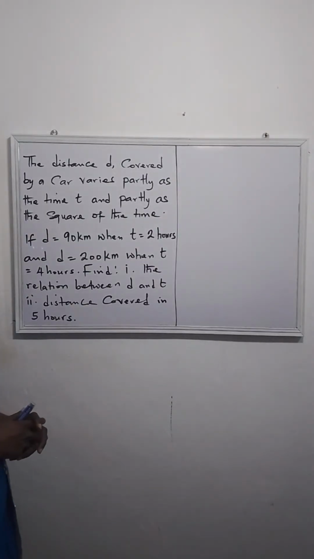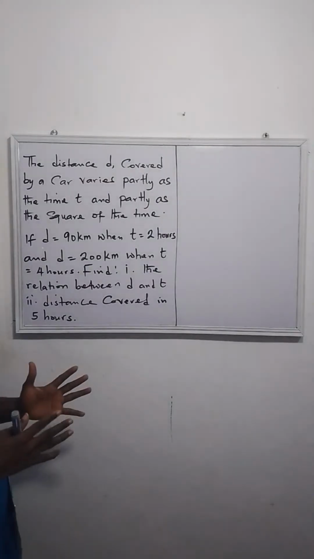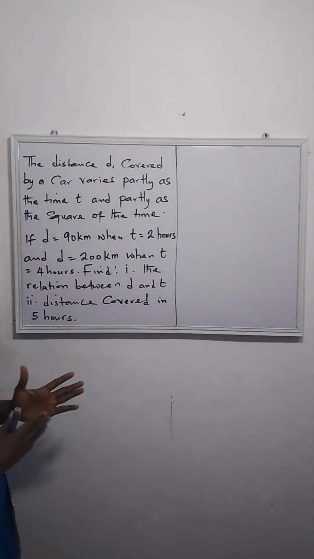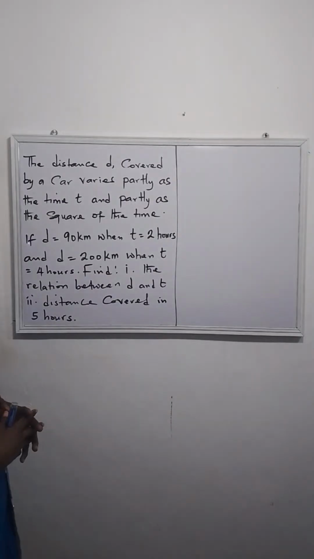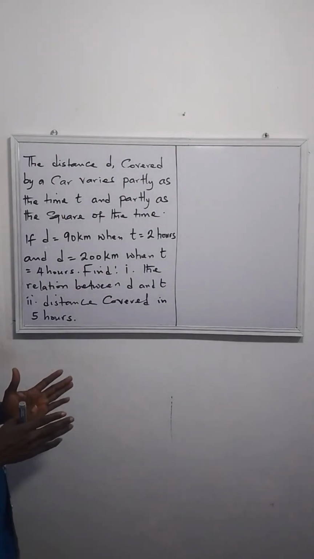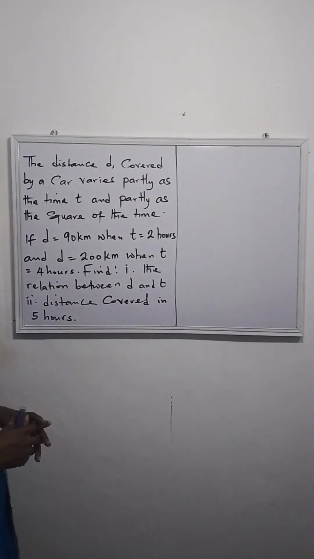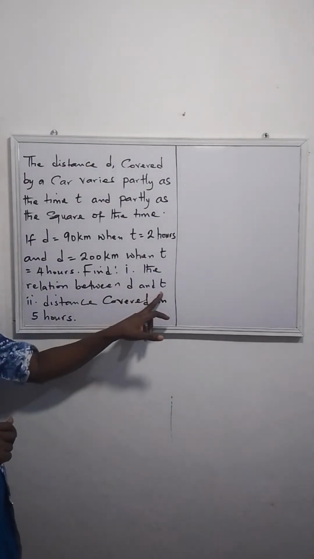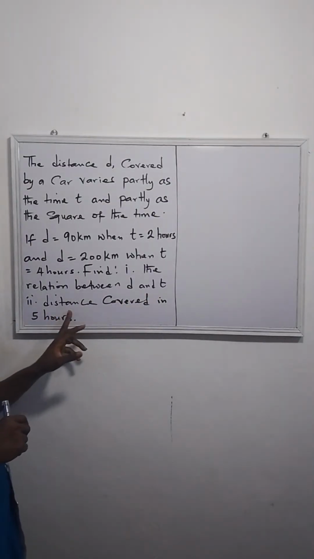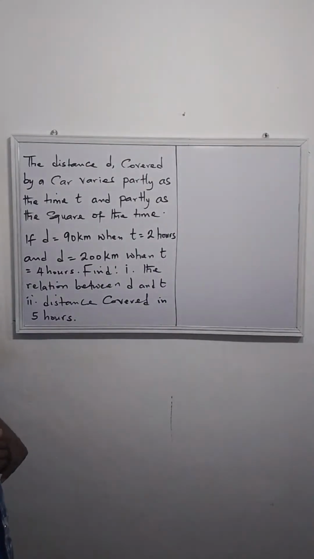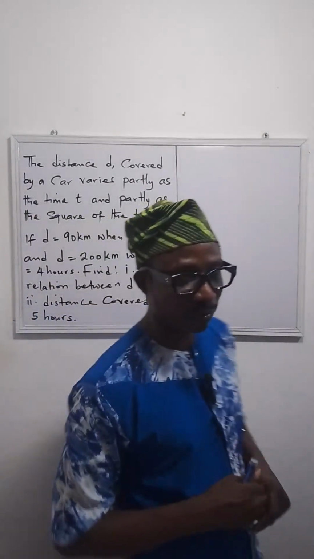The distance d covered by a curve varies partly as time t and partly as the square of the time. Now if d equals 90 kilometers when t is 2 hours and d is 200 kilometers when t is 4 hours, find (i) the relation between d and t, and (ii) the distance covered in 5 hours. So how do we solve this type of problem?